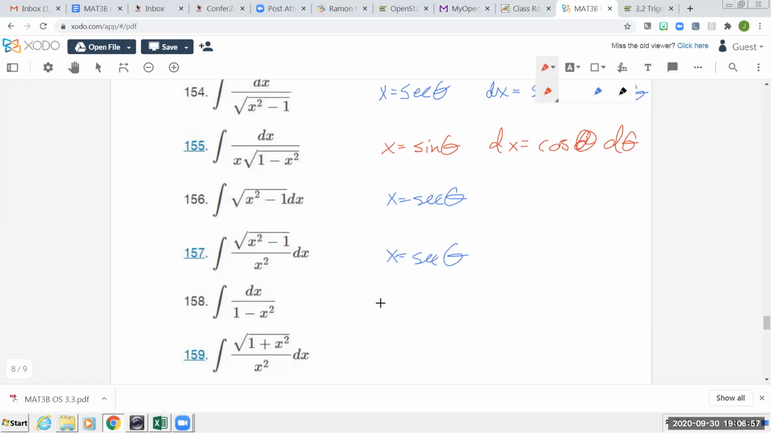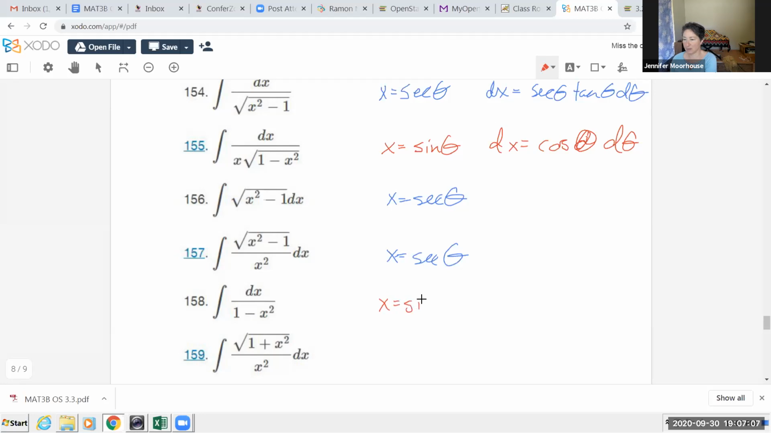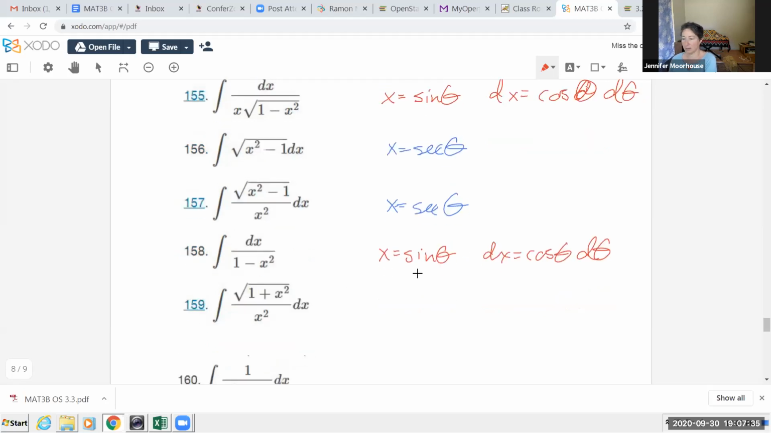So maybe. I don't know, there's no square root in it, so I'm thinking, let's see, if x is sine of theta and dx is cos theta, oh yeah, so that would become cos theta over cos squared theta, which is a secant theta, and then you'd have to use the formula to integrate that. How about this last one? Second to the last one.